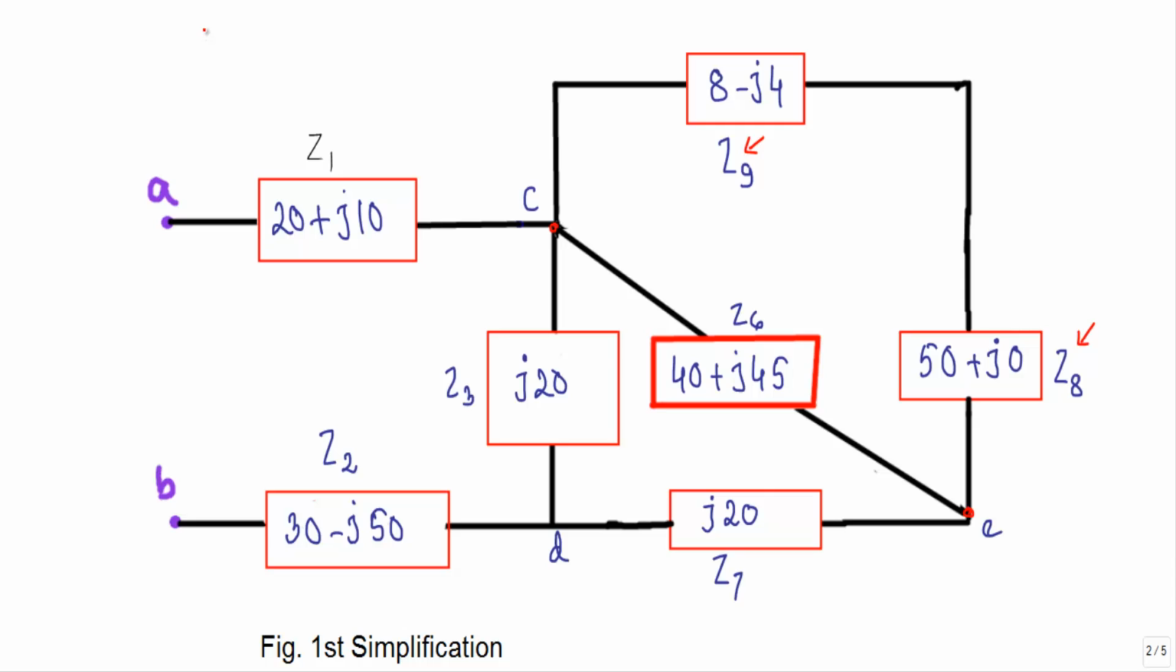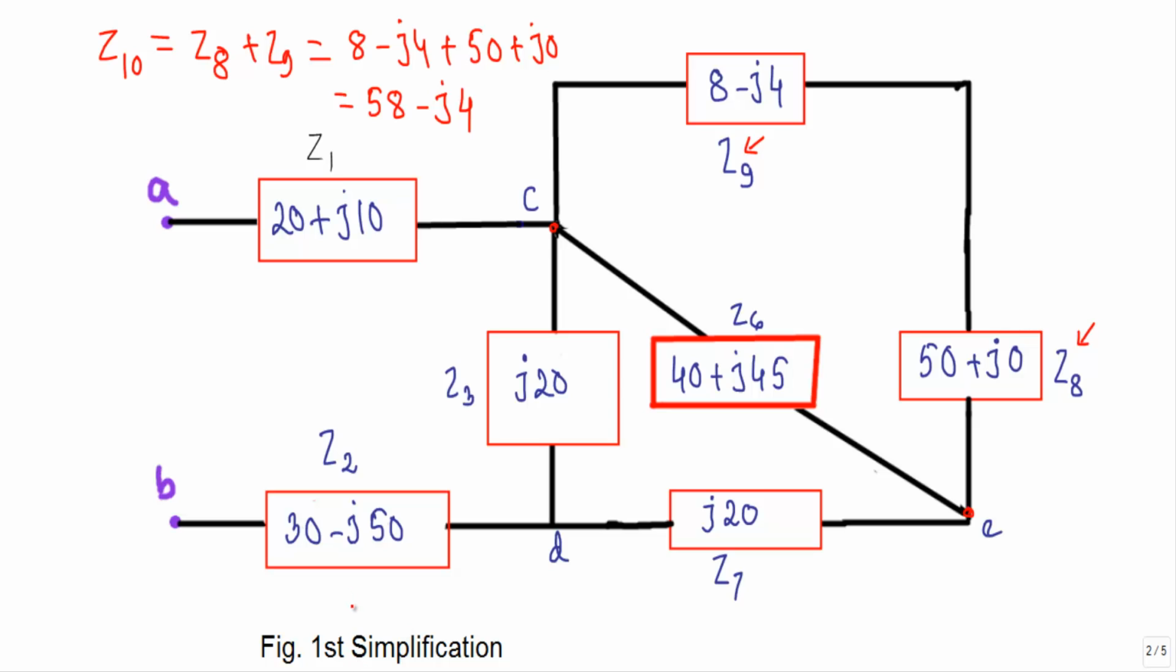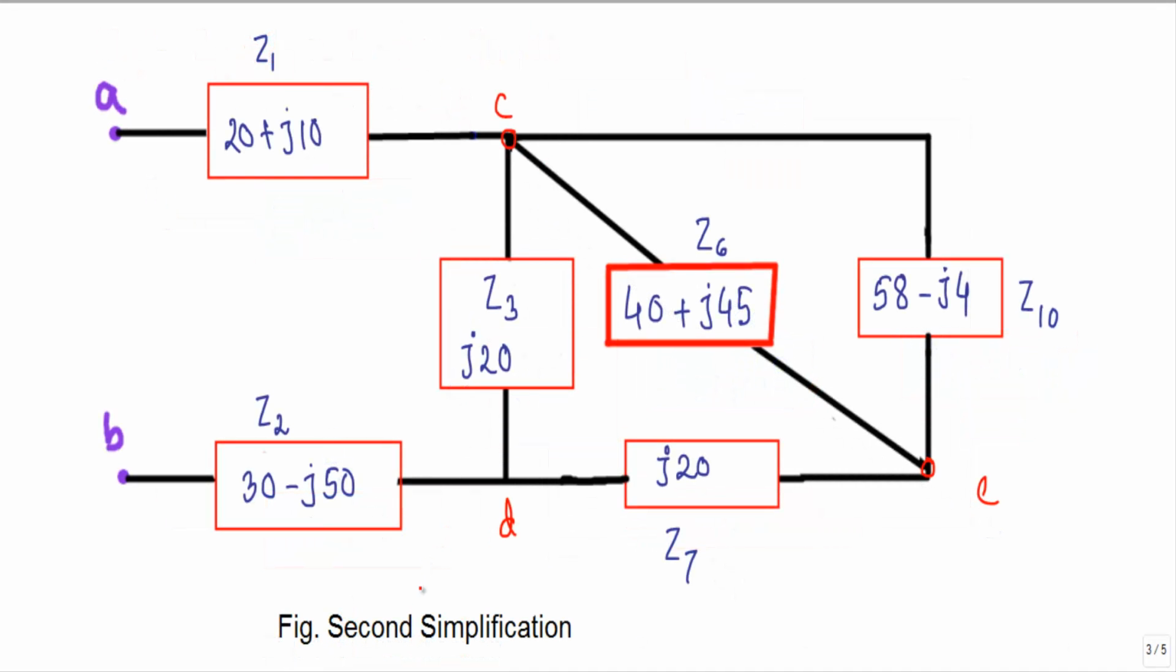So when two impedances are connected in series, I can replace them with their equivalent impedance. Let's say that is Z10. Here Z10 will be the sum of Z8 and Z9. So I will get 8 minus J4 plus 50 plus J0. That indicates that I can replace Z9 and Z8 with an impedance of 58 minus J4. And see, this is our first simplified circuit, and that will give us the second simplified circuit of the given circuit. So this is our second simplified circuit.